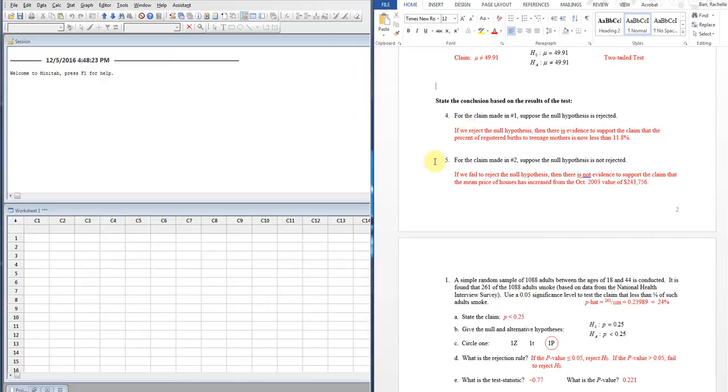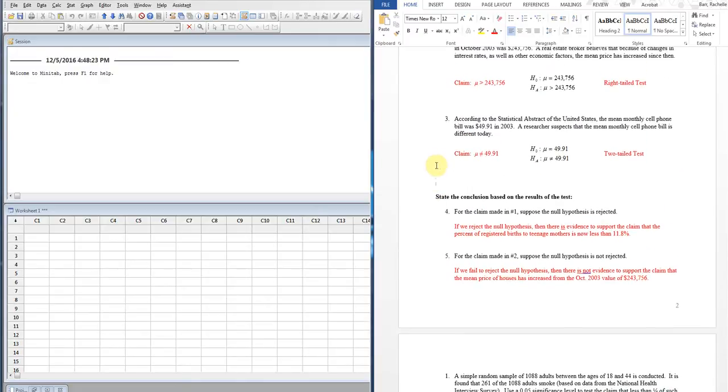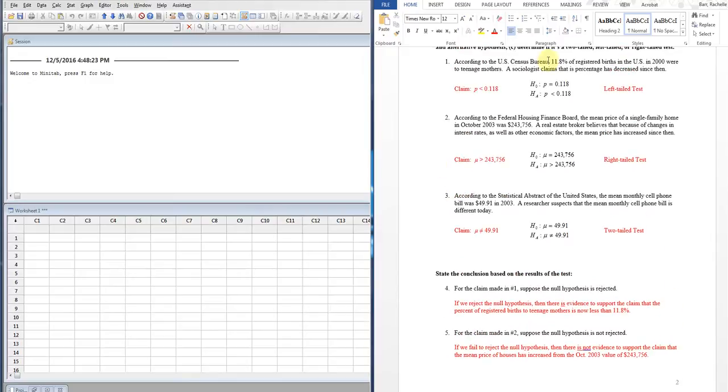So for claim number 1, the null hypothesis is rejected. Sorry, the claim made in number 1. So if we end up rejecting the null, then our evidence points more towards the alternative. So if we reject the null hypothesis, then there is evidence to support the claim that the percentage of registered births to teenage mothers is now less than 11.8%. It's pointing towards the alternative. This is a little non-committal though, because remember, not guilty isn't the same as innocent.